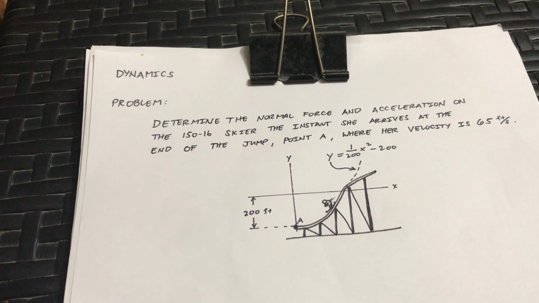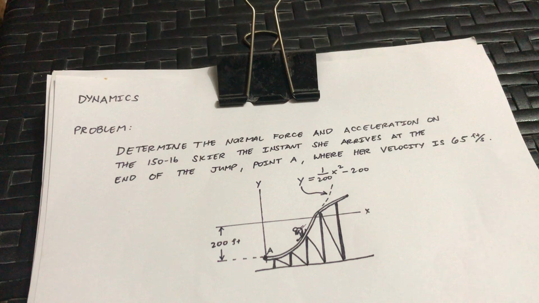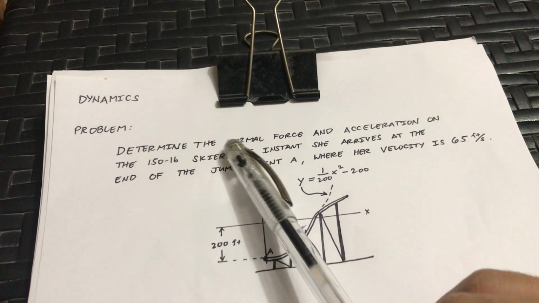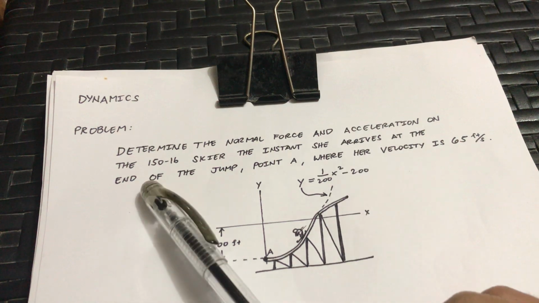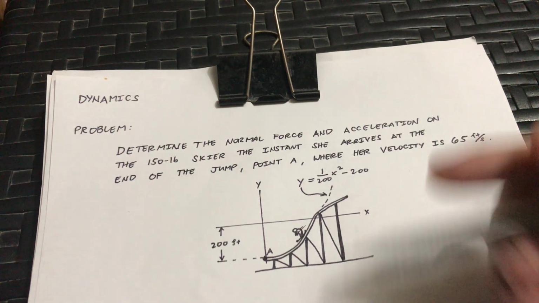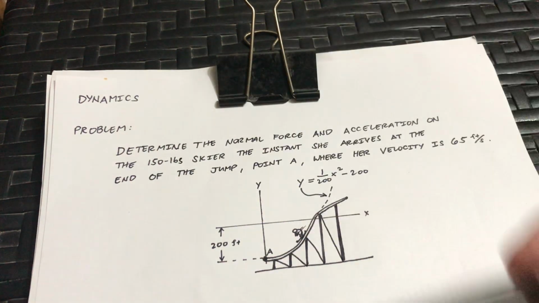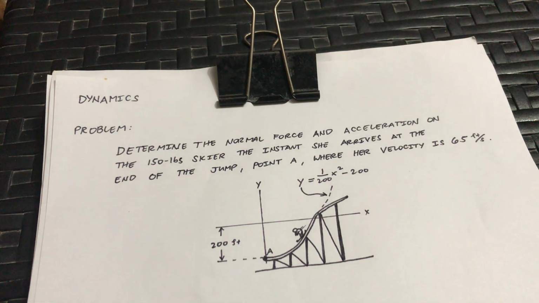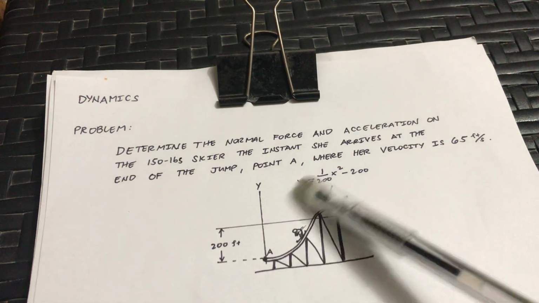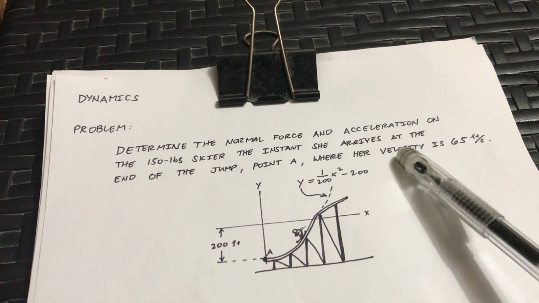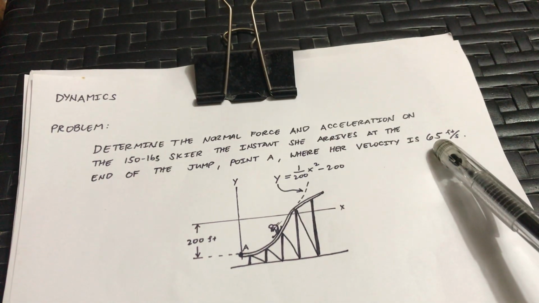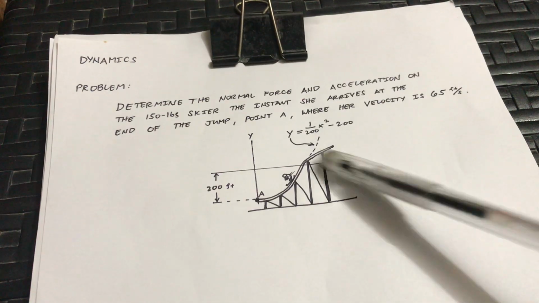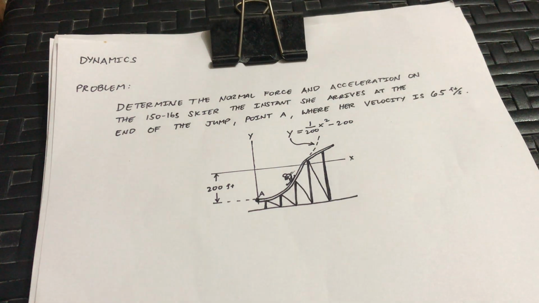Hello everyone. In this video, this is the problem that we will try and solve. Determine the normal force and acceleration on the 150 pounds skier the instant she arrives at the end of the jump, point A, where her velocity is 65 feet per second. And we are given this figure.